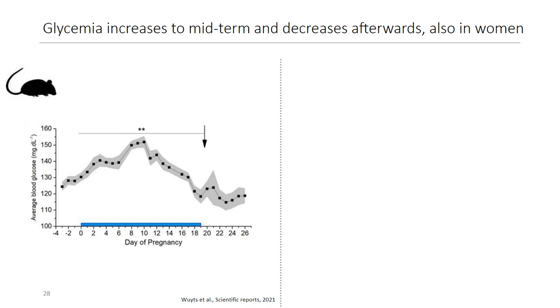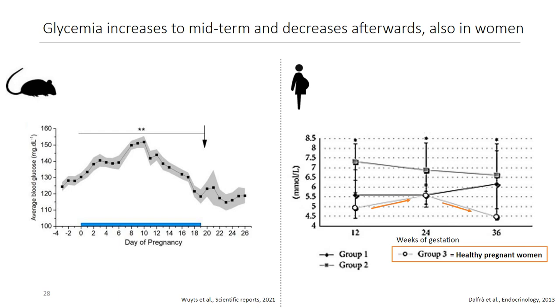And if we compare these to women, however, there's very little data available, we can also observe that there is an increase from early gestation to mid-gestation, and then that there is a decrease again in average glucose values in healthy pregnant women.